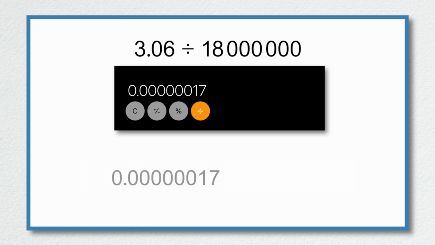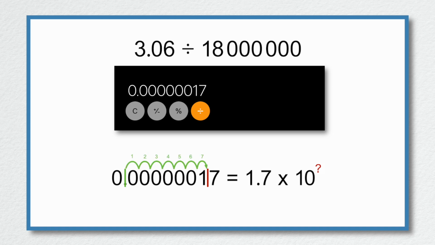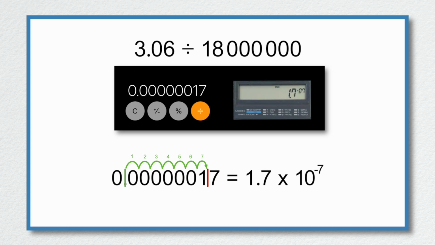So if we were to write this in standard form, we know it's going to be 1.7 multiplied by 10 to the power of something. And that something is going to be a negative. So here's the cutoff point, and here's the decimal point. We count the move from the decimal point to the cutoff point. 1, 2, 3, 4, 5, 6, 7. So this is 1.7 multiplied by 10 to the power of minus 7. And this answer correlates with what I have on my scientific calculator for the same problem.